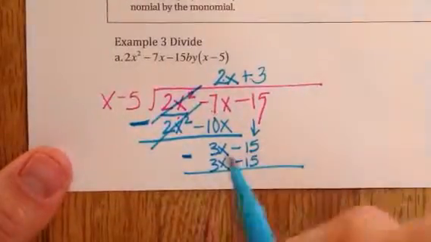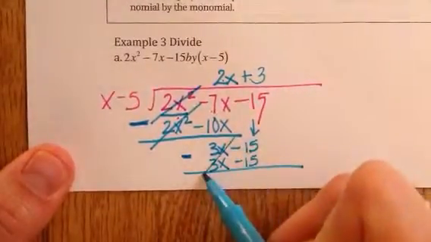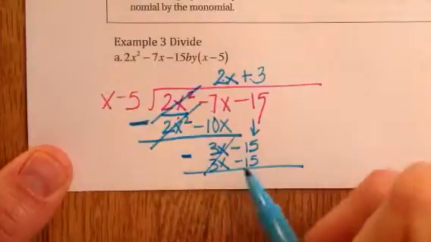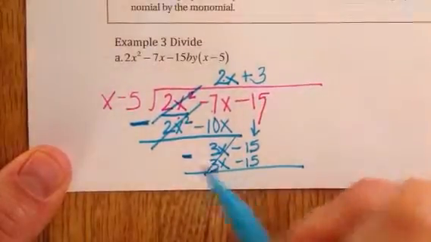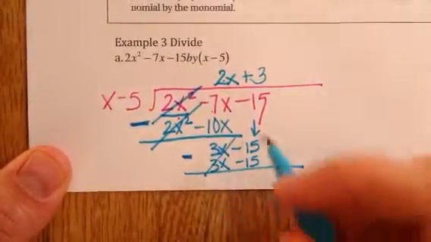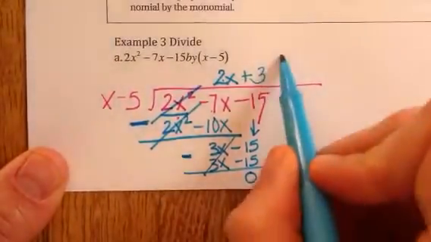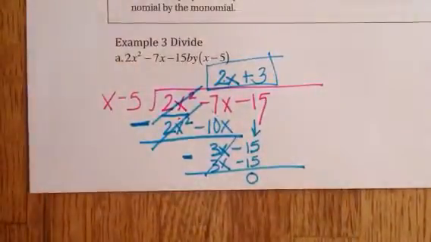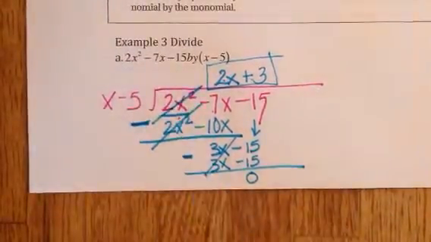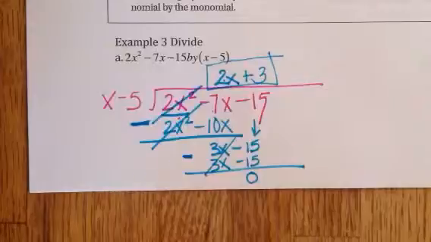Subtract down. So 3x minus 3x is 0. Negative 15 minus a negative 15. So these two negatives make a positive. So negative 15 plus 15 is 0. So I have nothing remaining. So my quotient, my answer, if I were to divide these, I would get 2x plus 3.